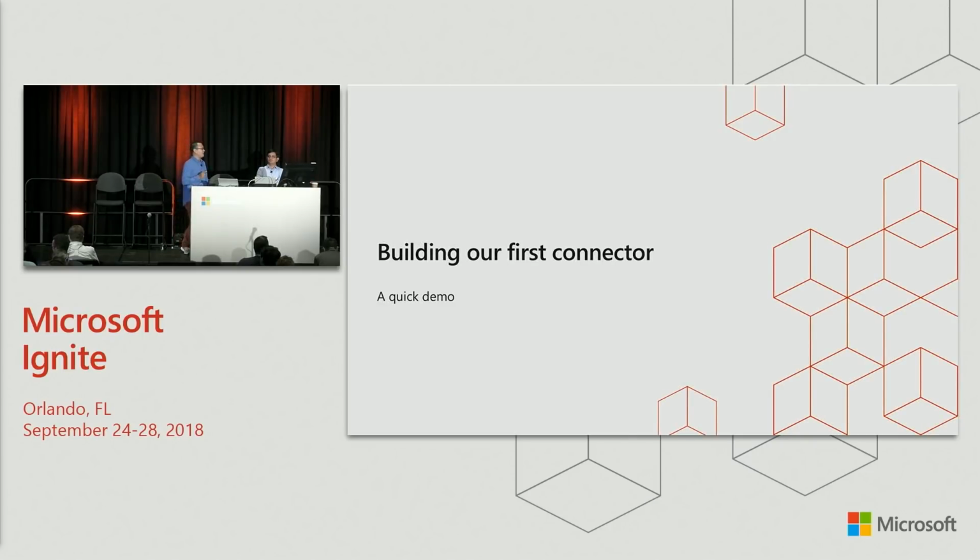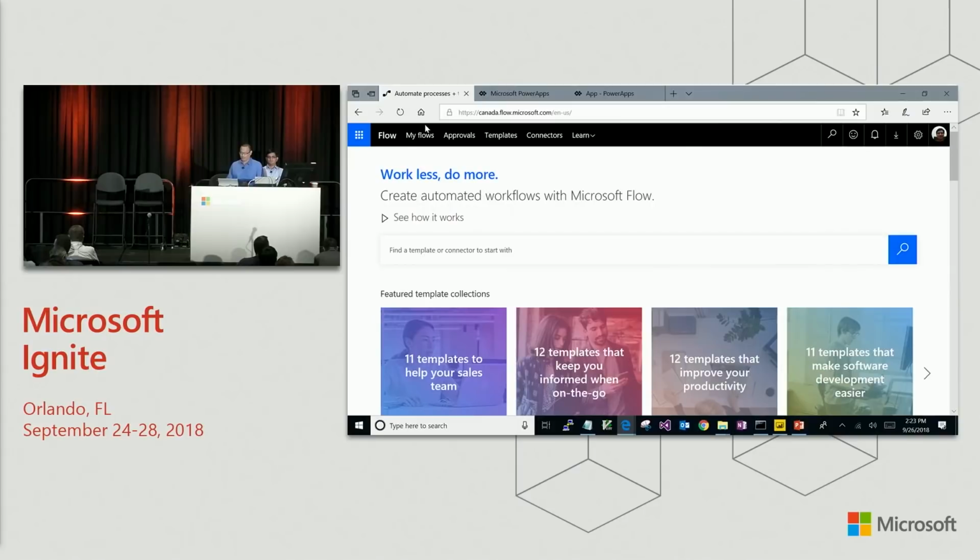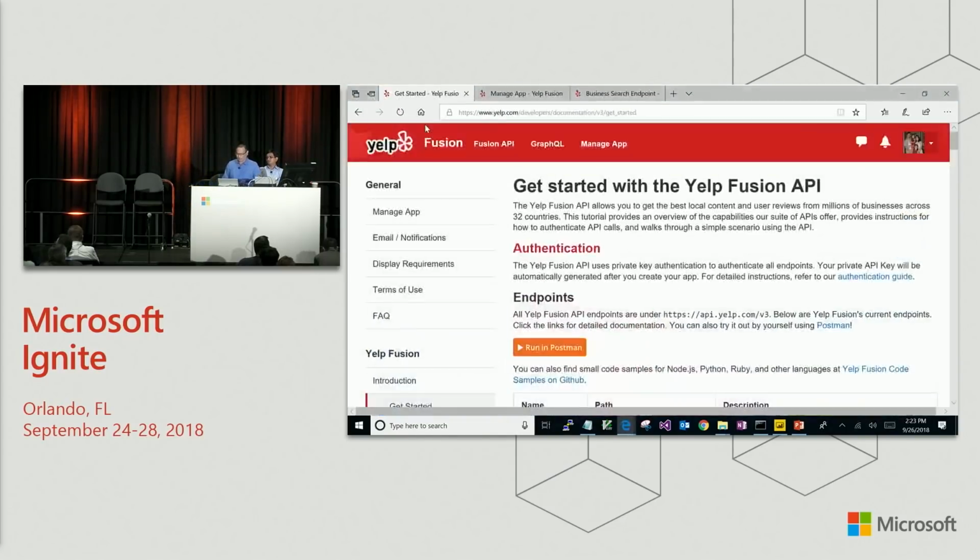So let's start with a quick demo of how we do that. All right. Before you build a connector, the first thing that you have to do is decide what connector you want to build. For this demo, we are going to use Yelp. As I said, to build a connector, you need an API. So you go to Yelp and try to figure out whether Yelp provides an API for which you can build a connector. So they have a great API.